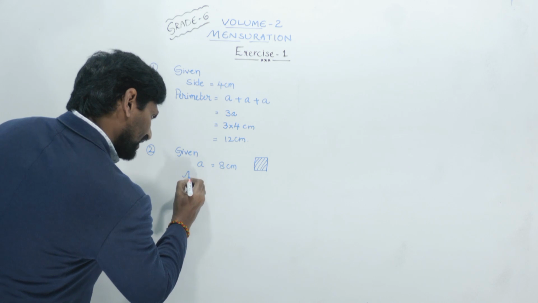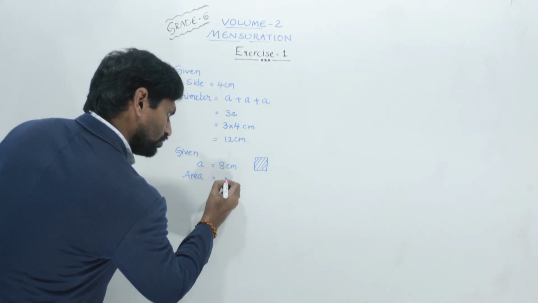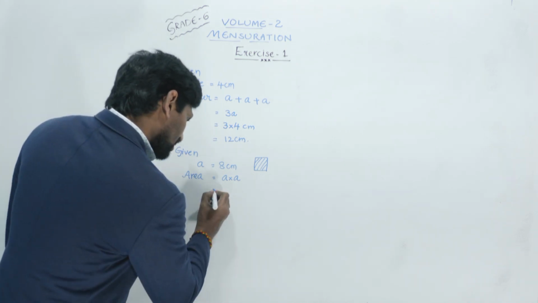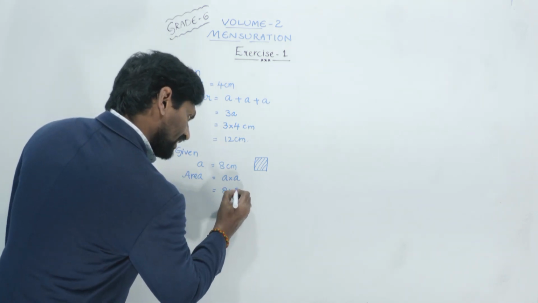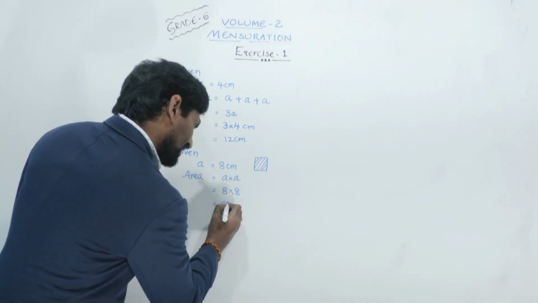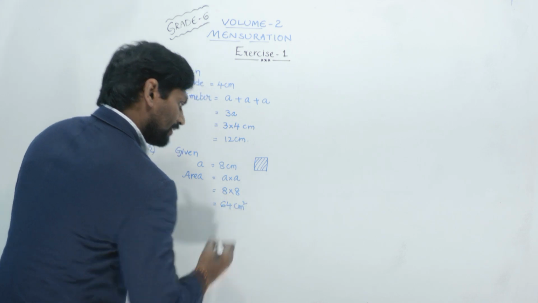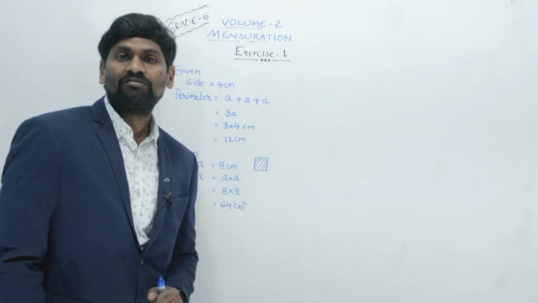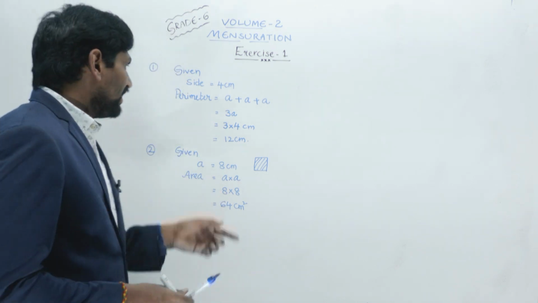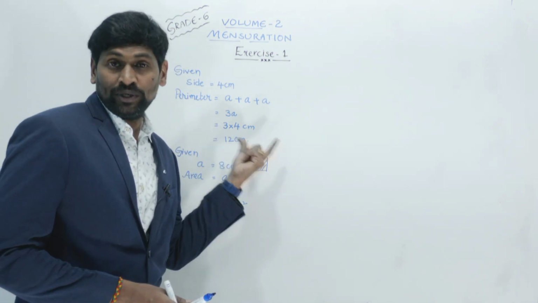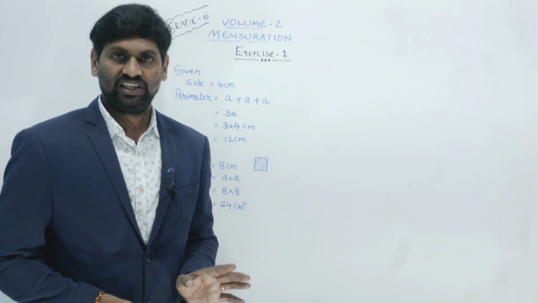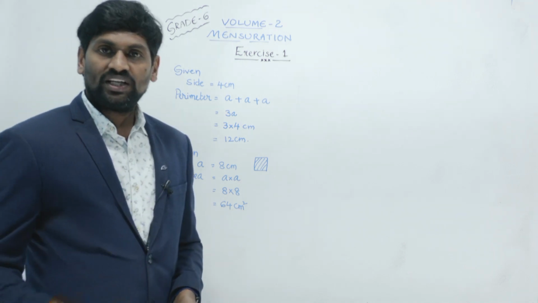The area formula of a square equals side into side, that is A into A, A squared. The side is 8 centimeters, so 8 into 8 is 64 centimeters square, because centimeter into centimeter is centimeter square. From that you should identify that perimeter is always measured in units and area is measured in square units. Clear? Now let us go to the next problem.